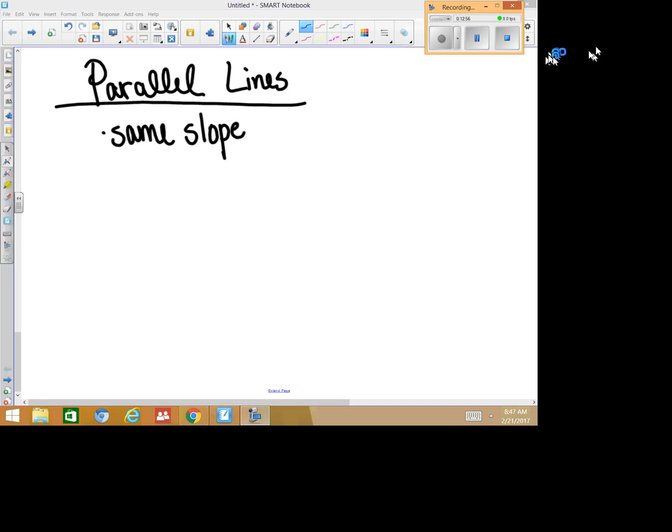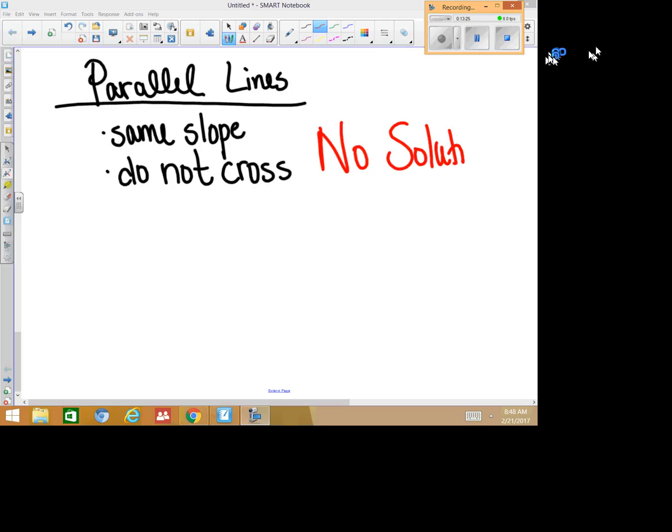So if something doesn't touch, how do I find the point where they cross? You don't. They do not cross. So these are easy. Because if you have 2 parallel lines and they do not cross, can you find an answer? No. This is called no solution. How can I find a solution if there isn't one? Well, I can't, so there isn't one.